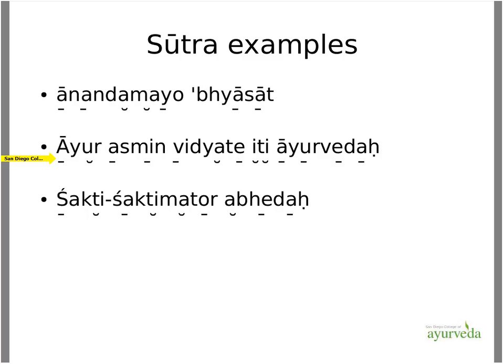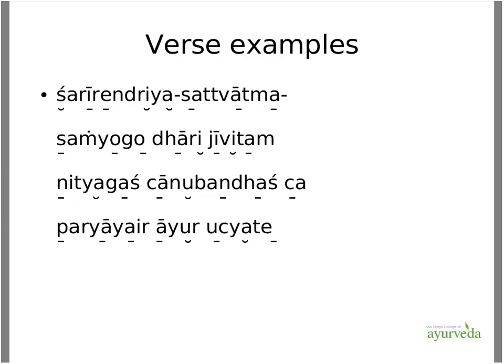And here, another sutra from Vedanta Sutra: Shakti Shaktimator Abhedaha. You might remember from our Sankhya introduction, we start by giving this sutra from Vedanta saying that there is considered to be Shakti and Shaktiman, the energetic and the energy possessing, or the feminine and masculine aspects of the divine, and they are considered to be aspects of the same whole. They're considered not different.